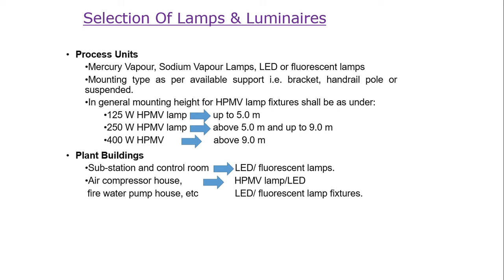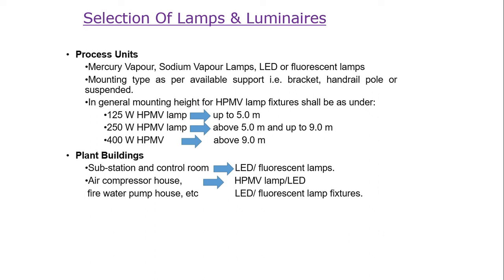So in general, for mounting height, if we have to light up with LED or HPMV light fixtures, a 125 watt LED light fixture can be fixed for a height up to 5 meters, and if your height is from 5 to 9 meters, it has to be a 250 watt, and if it's above 9 meters, then ideally it should be a high bay light fixture with a wattage rating of close to 400 watt.